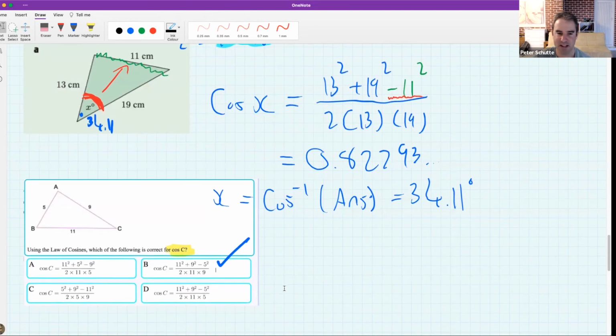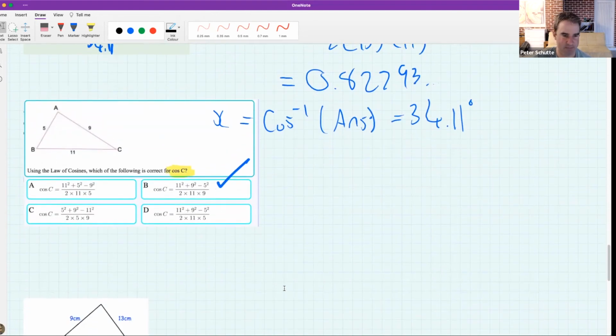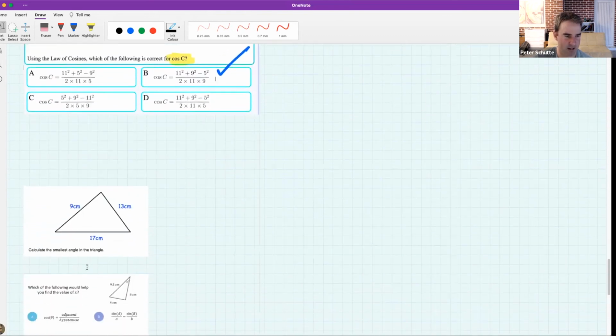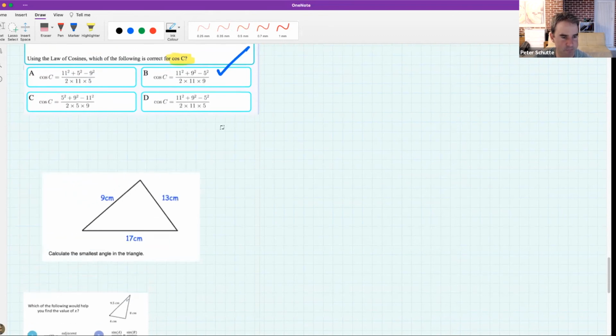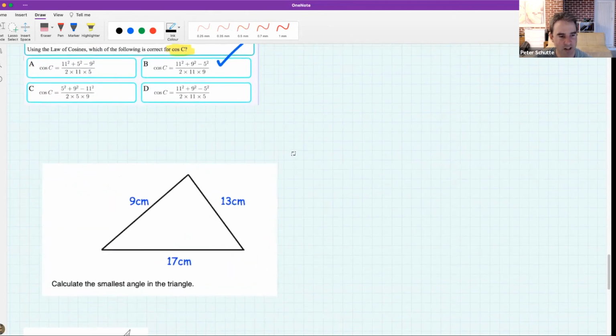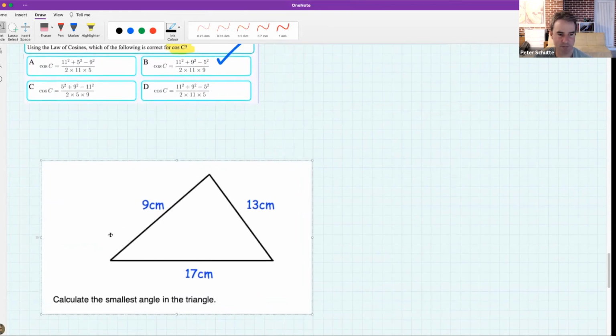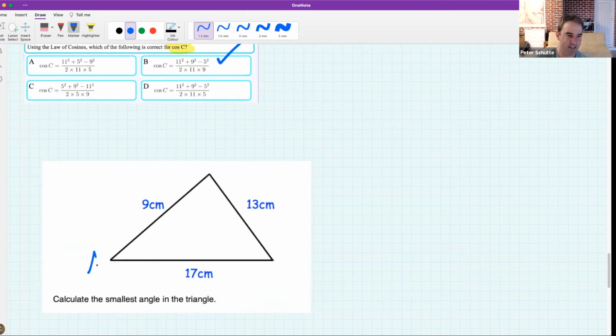Okay. Let's do one more question if we can. Yeah, let's do one more, then we'll bring the day to an end. So let's do this one. Calculate the smallest angle in the triangle. Now I like this one because it doesn't actually say which one. So I'm going to give it letters. Which of the three angles is the smallest in this triangle? Tell me in the chat. Which of the three is the smallest? How do you know it's the smallest? I'm interested to know.